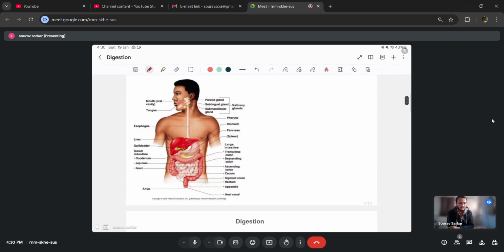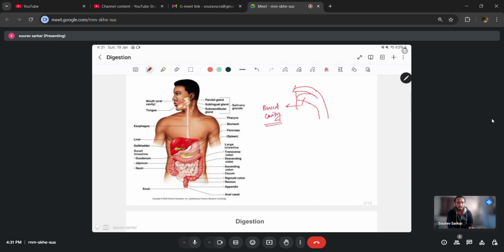Now here you can see the picture, and if you draw the picture, in this portion there is the buccal cavity. In this portion there will be the nasal tract. So the nasal tract and buccal cavity are going to be attached in this portion. This portion is known as the buccal cavity.